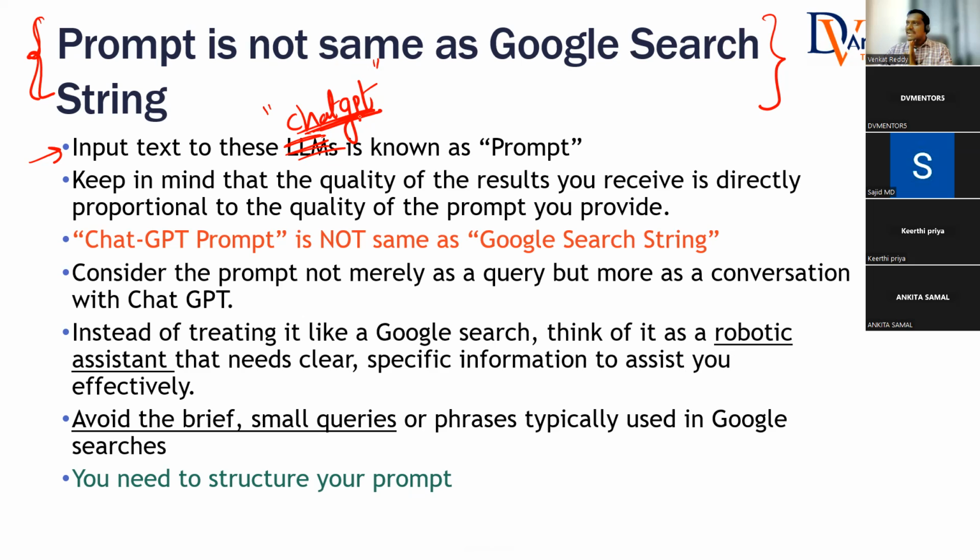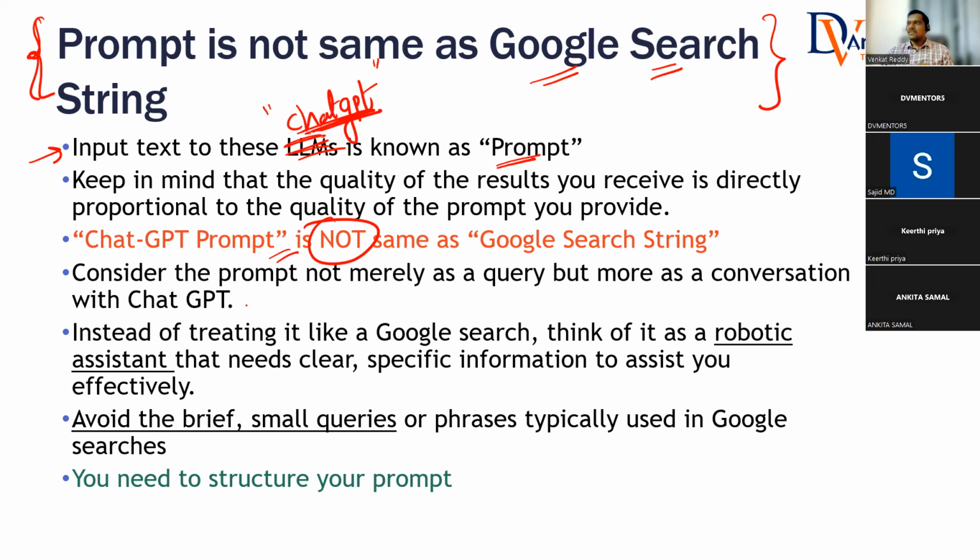So the input to ChatGPT is a prompt. The biggest mistake that we make is we try to give a prompt that is almost like a Google search string. A ChatGPT prompt is not the same as a Google search string. Whenever you are interacting with ChatGPT, you write something, then take a pause and look at it. Does it sound like a Google search string? Whatever you type in Google, are you typing the same here inside ChatGPT? If you are doing the same, then you will not get the right answer. You're not doing it right.